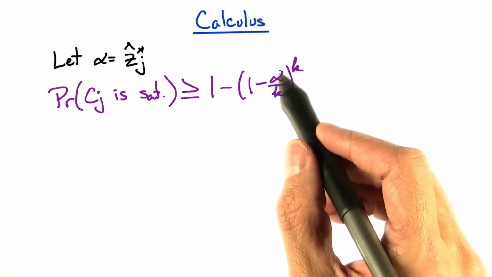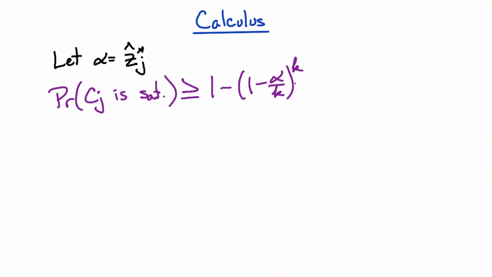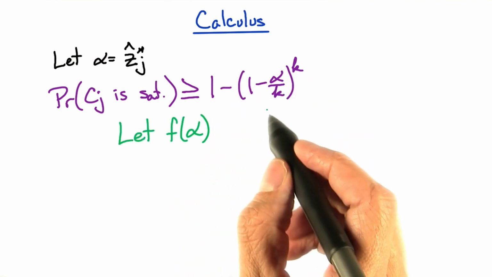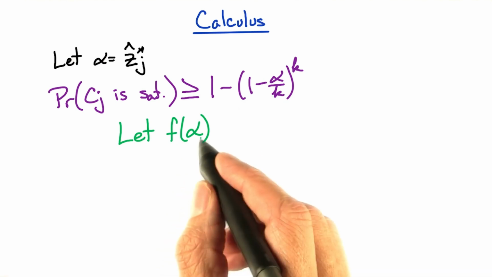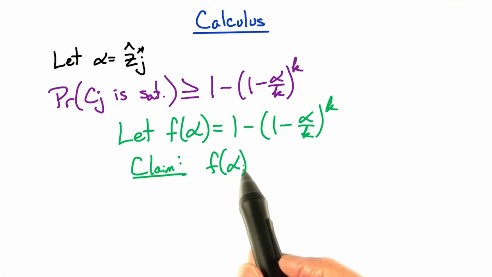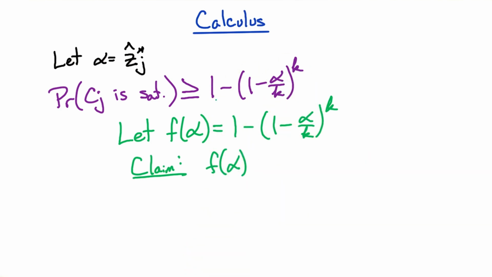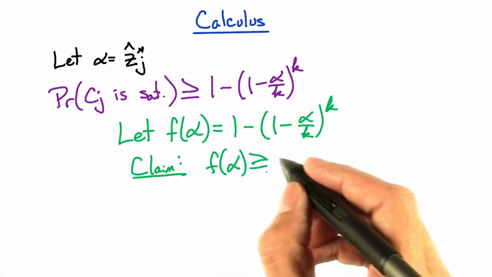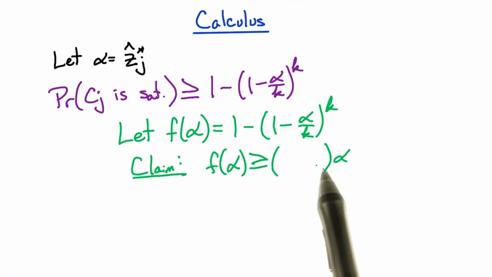Now once again, we want to get this alpha outside of this power. We want to make it a linear function of alpha. So let's look at this function of alpha. Let's define f of alpha to be this right-hand side. And our claim is that f of alpha is at least some constant times alpha. Now it's a constant in the sense it's independent of alpha. It does depend on k, the size of this clause.